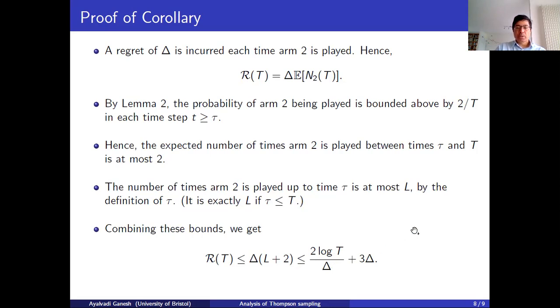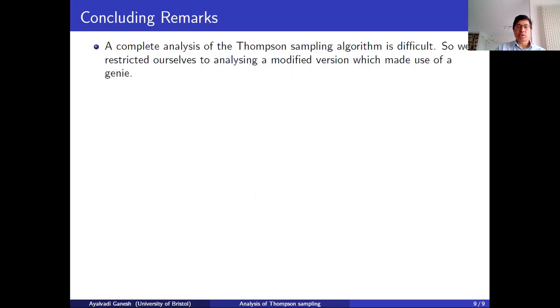Okay, so that completes the proof of the lemma and of the corollary. And so let me conclude with a few remarks. We presented the Thompson sampling algorithm. We wanted to analyze the regret of this algorithm, but we said this is too difficult because the choice of which arm to play depends on the posterior distributions, which depends on past choices of these arms. And so there's a complicated dependence on history.